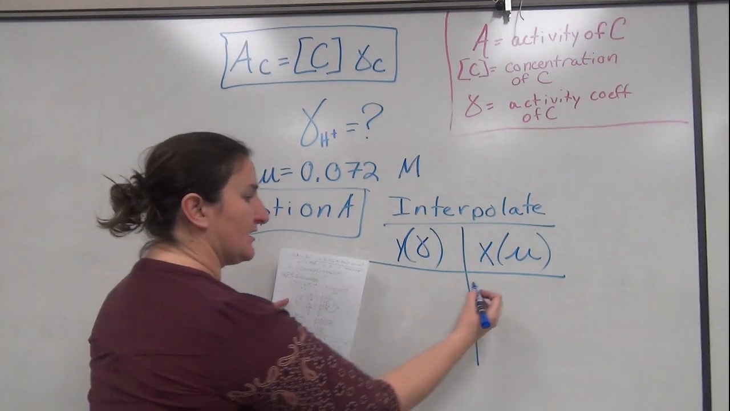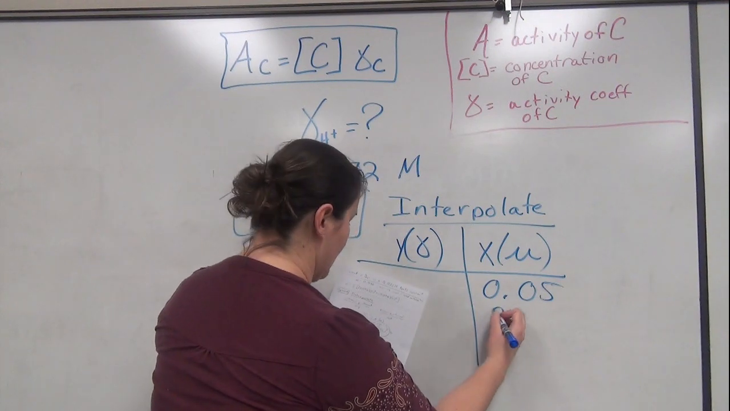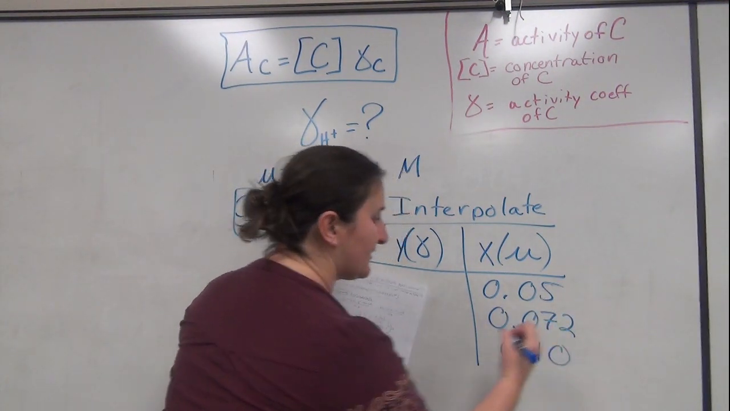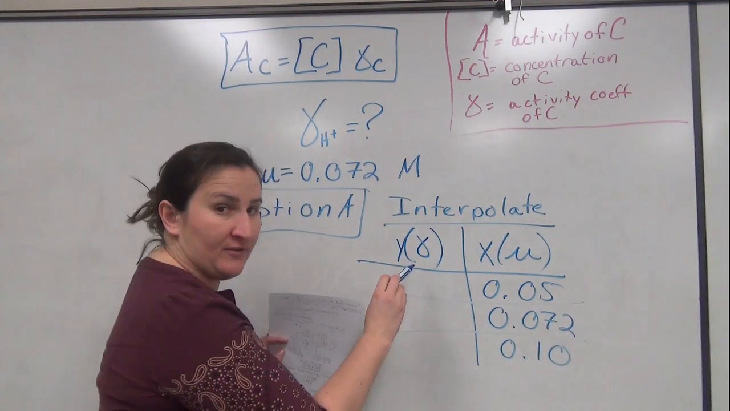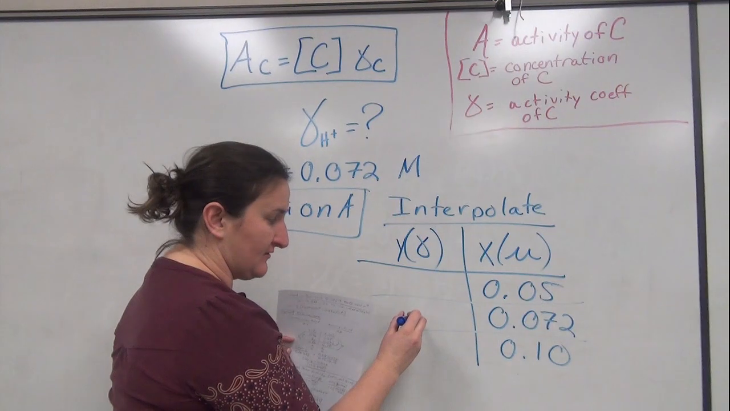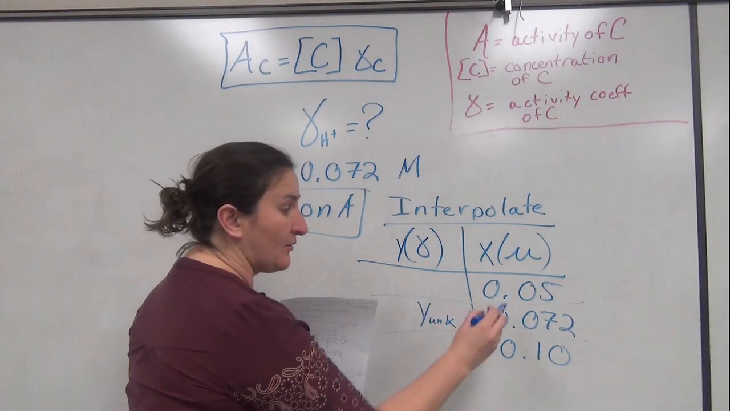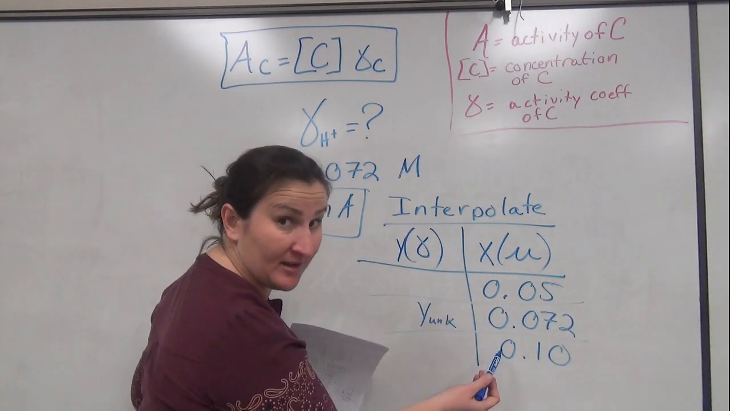So if we look up an ionic strength of 0.5 in our table, of 0.072 and 0.10, we can look up and figure out what the correlating alpha is, with the exception of this one. This is my unknown y. And the reason I want to put both of these is you pick the data point below it and you pick the data point above it.